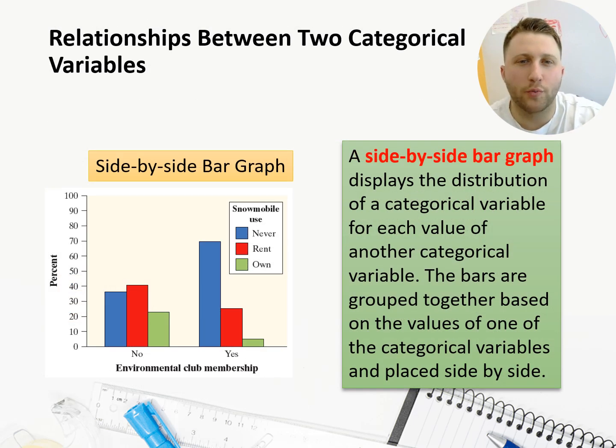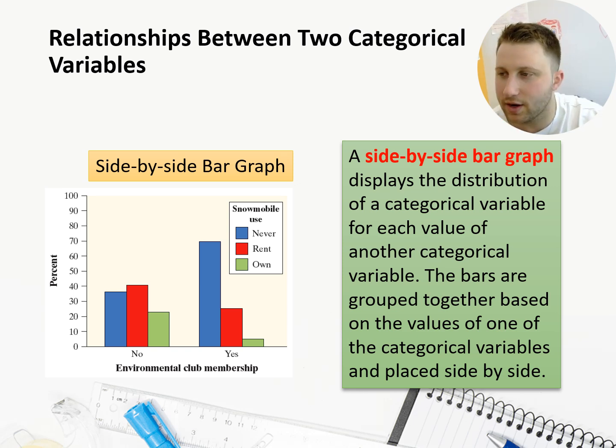Now, from a graphical perspective, we've got three main ways that we can show two categorical variables. So we start with the most simple, the side-by-side bar graph, where essentially you're looking at the distribution of one categorical variable for each value of another categorical variable, right? So we're looking at all the people who are not members of an environmental club. Here you can see, oh, and you're not seeing my pointer, hopefully you are now, but for each of the people who are not members of an environmental club, you can see the distribution of their snowmobile use. Okay, so never, rent, and own.